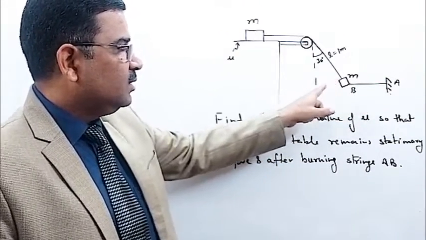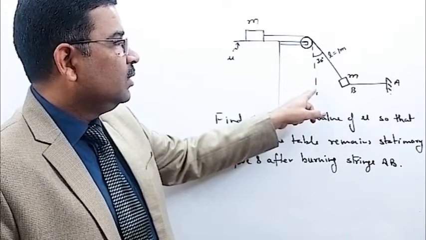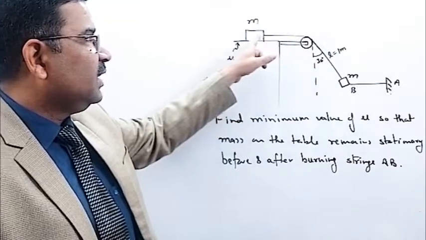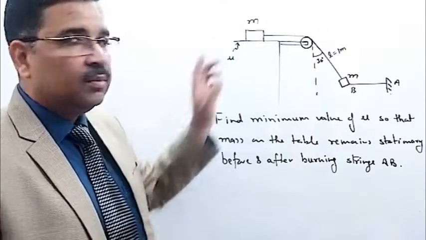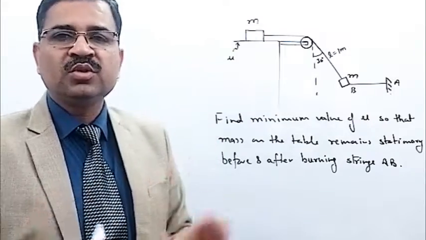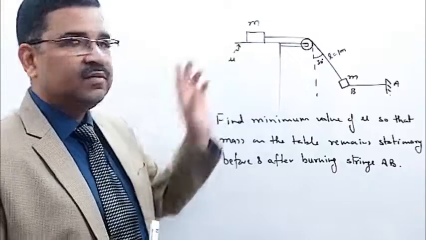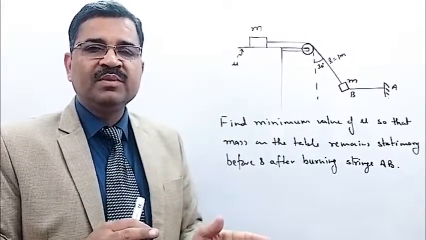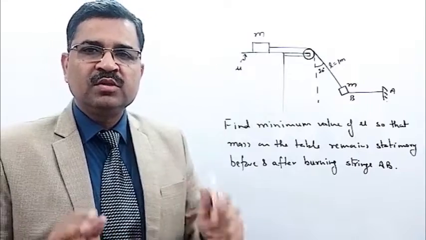When it reaches the lowermost position, the tension in the string becomes maximum, and when this maximum tension acts on this mass, there are chances for this body to slide, but we want that the body should not slide. That means that maximum tension should be balanced by the friction force. So we will balance the maximum tension with the friction, and we get another value of mu. So this is the concept.